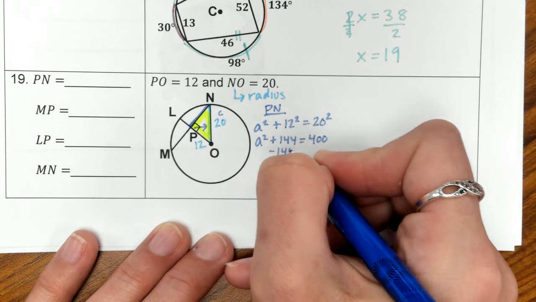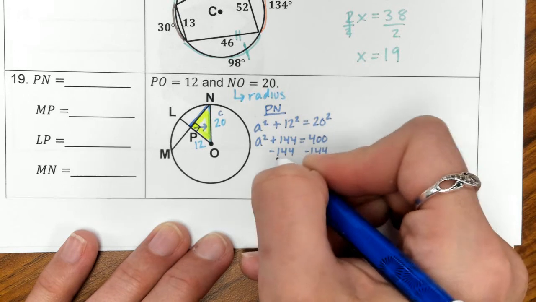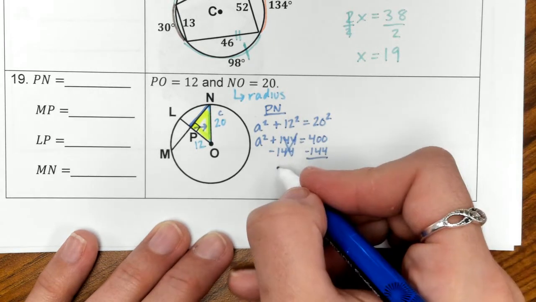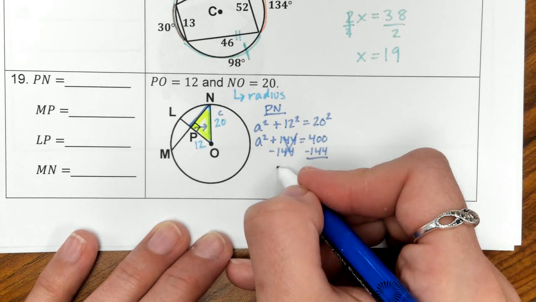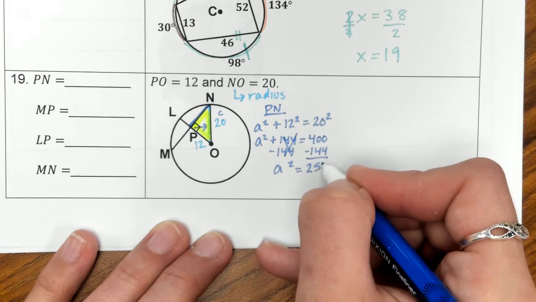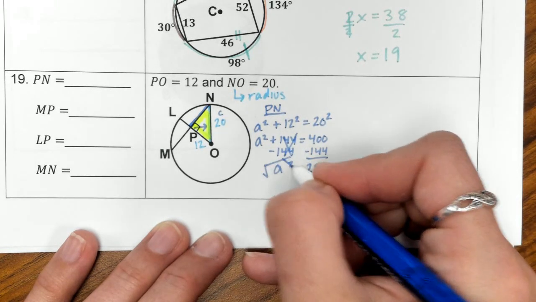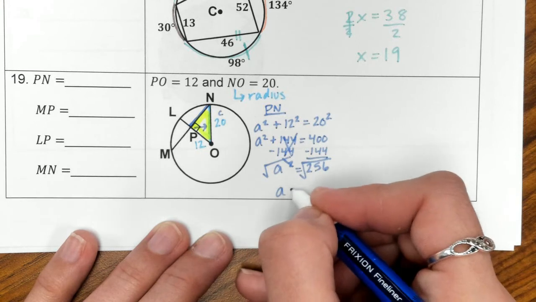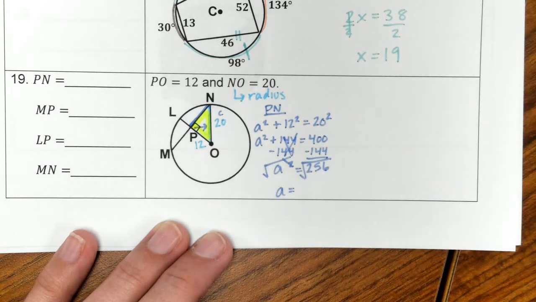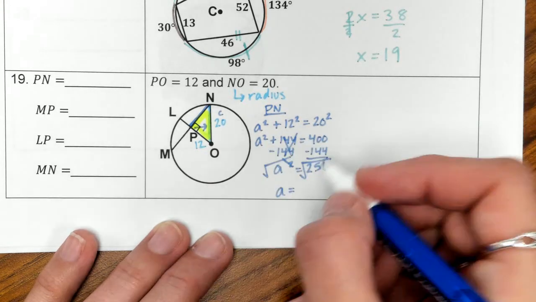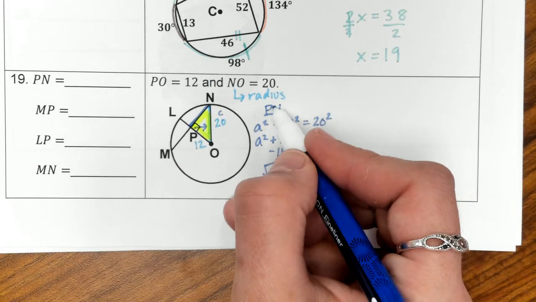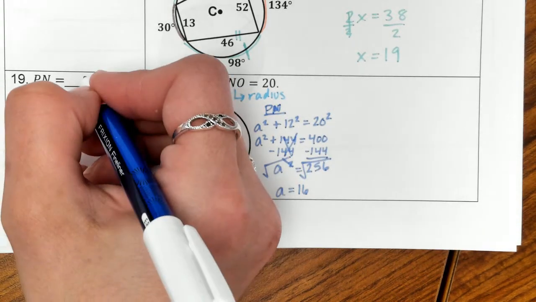144 is equal to 400. Again, you should be doing this on your own. That's why I'm going so fast, because you should be doing it on your own. A squared is going to give me 256. Last step in the Pythagorean theorem, square root. A, or what we're looking at, PN, is going to be 16. Okay, because we're looking for PN right here. So we have 16.